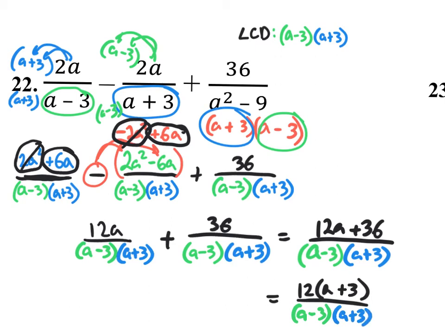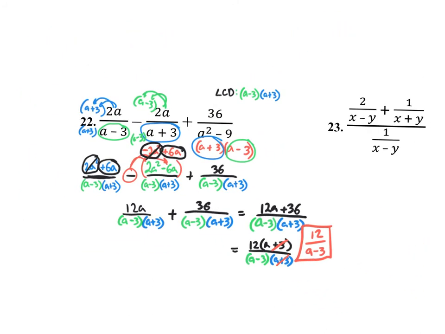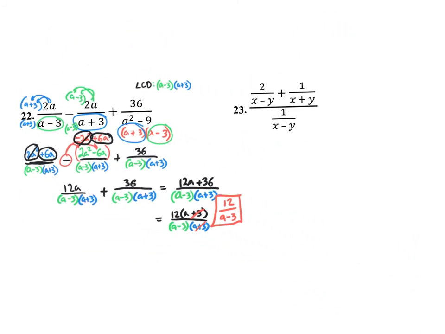So we factored that 12 out, and now we see that we have a binomial a plus 3 in the numerator and that binomial a plus 3 in the denominator, which we can eliminate, leaving us our final answer, 12 over a minus 3. That is our answer for that problem. Yes, it's a lot of work. I hope you guys could get this. Of course, if you need help, just call me, right?